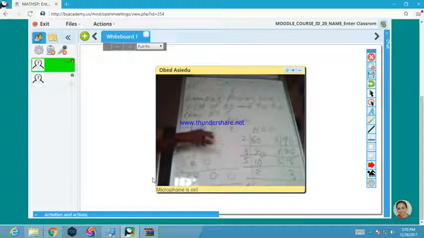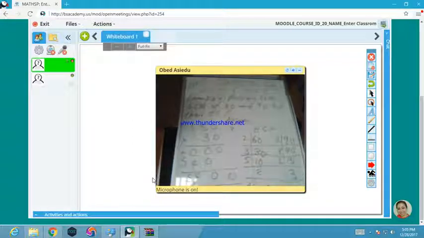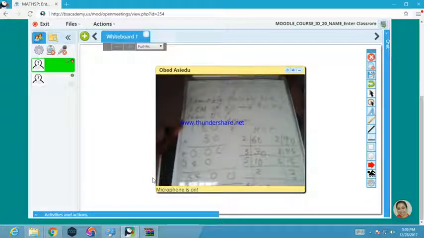180 by 30: 0 times 0 equals 0, times 8 equals 0, times 1 equals 0. Now 3 times 0 gives 0, 3 times 8 is 24, put down 4, carry 2. 3 times 1 gives 3 plus the 2 you carried to give 5. Add them together: 0, 0, 4, 5. That will give us 5,400. With that, we have come to the end of today's class on this.